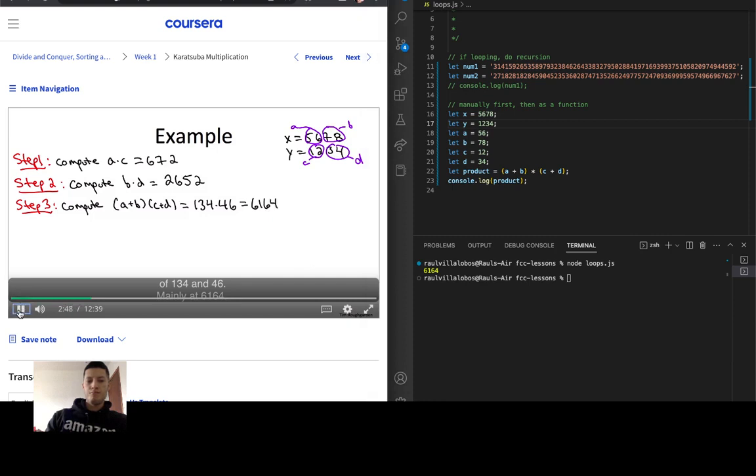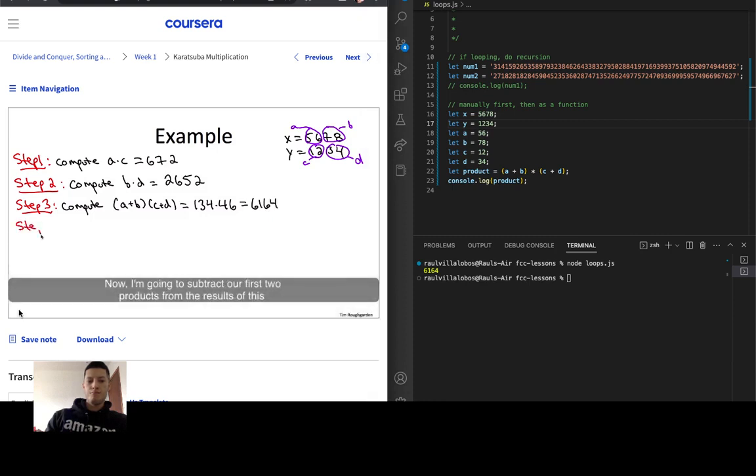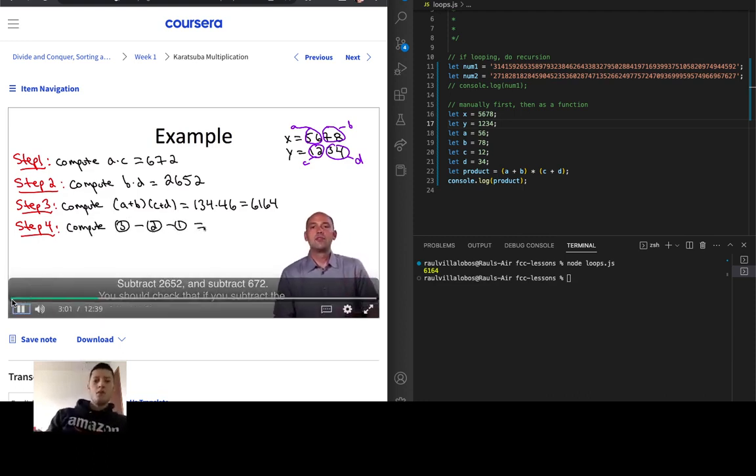6,164. Now, I'm going to subtract our first two products from the results of this computation. That is, I'm going to take 6,164, subtract 2,652, and subtract 672. You should check that if you subtract the results of the first two steps from the result of the third step, you get 2,840.